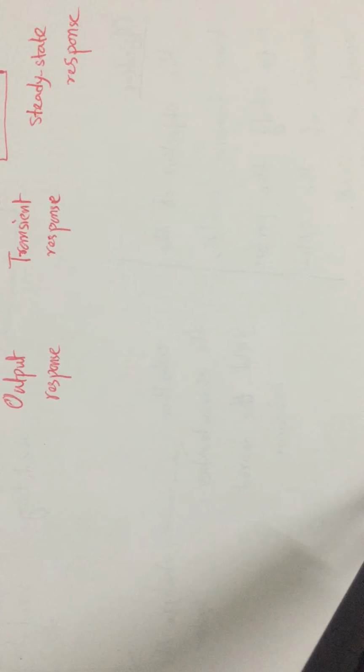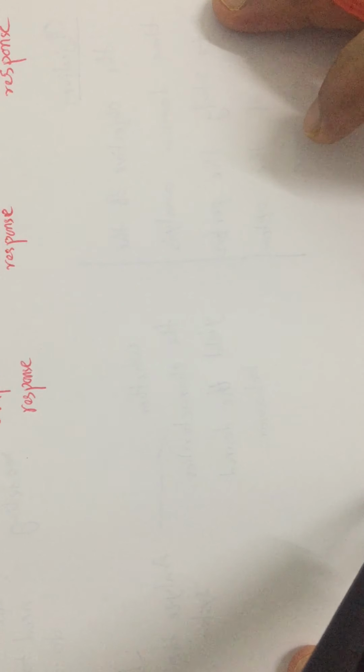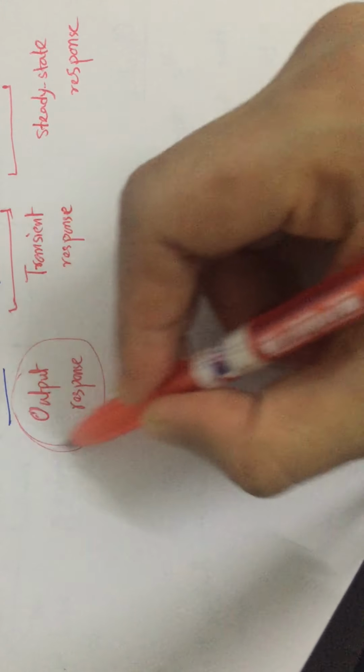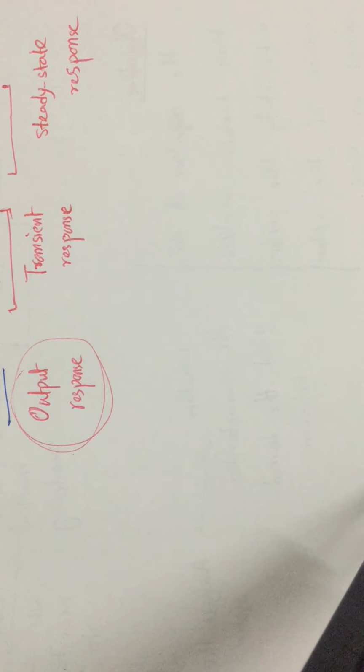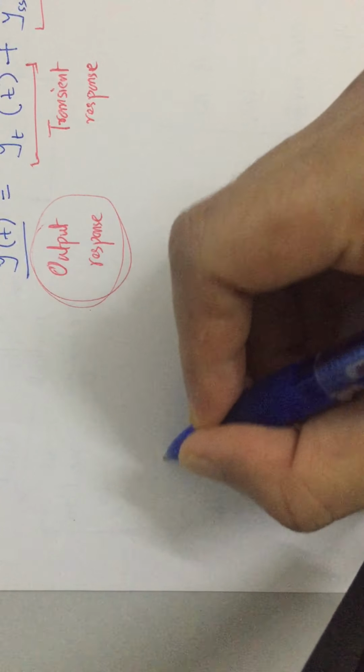Okay, this is our mathematical representation. Now our question is how we can evaluate the output response of a system. This output response, how we can evaluate. So the next part we can write, evaluate.